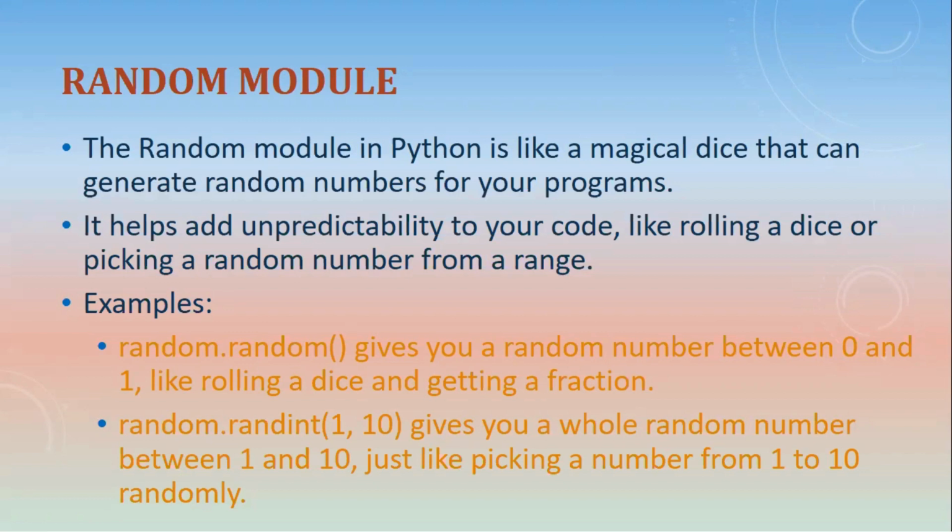The random function gives you a random number between 0 and 1, like rolling a dice and getting a fraction. With randint, a random whole number can be generated between the given values. For example, if I give here 1 and 10, you can give any values. If I want to generate some random number between 1 and 10, that can be generated using randint. Similarly, we have the randrange function. There you put a start value, stop value, and a step value. We'll see all this in the Python shell as well.